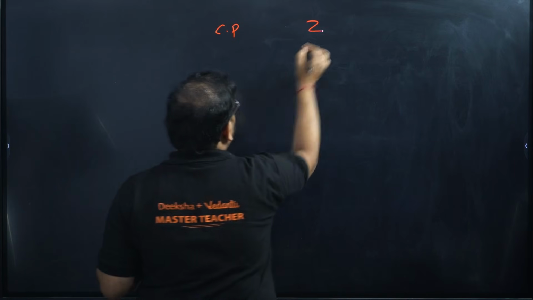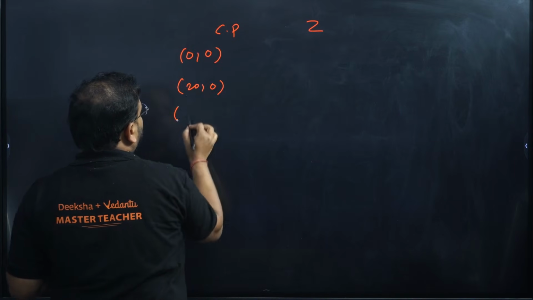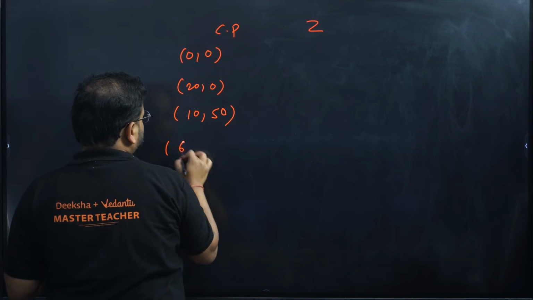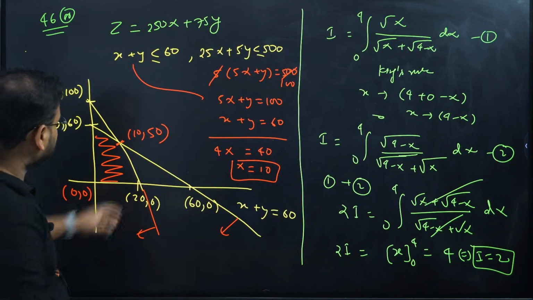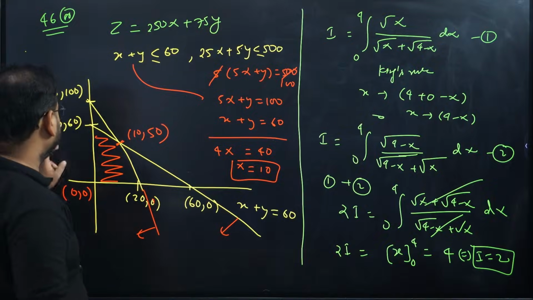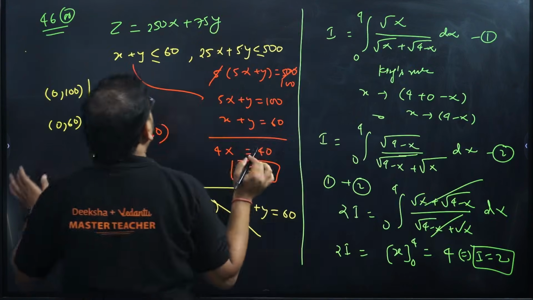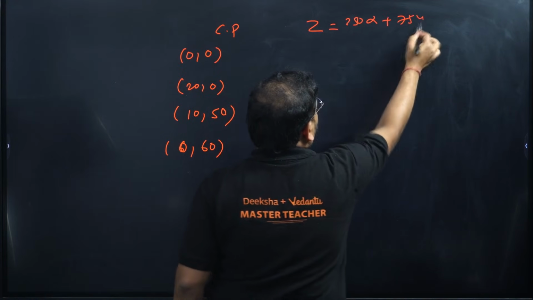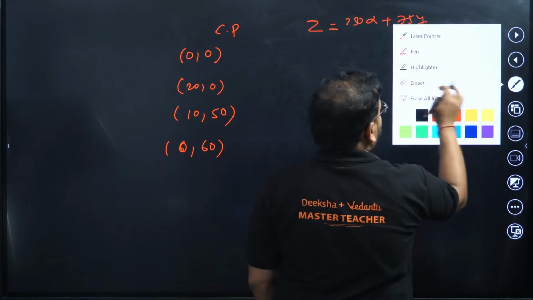Okay, let me write here the corner points and z value. So we had 0 comma 0, we have 20 comma 0, we have 10 comma 50, and we have also 0 comma 60. Yes. What is z? Z is 250x plus 75y. Let me rewrite it.